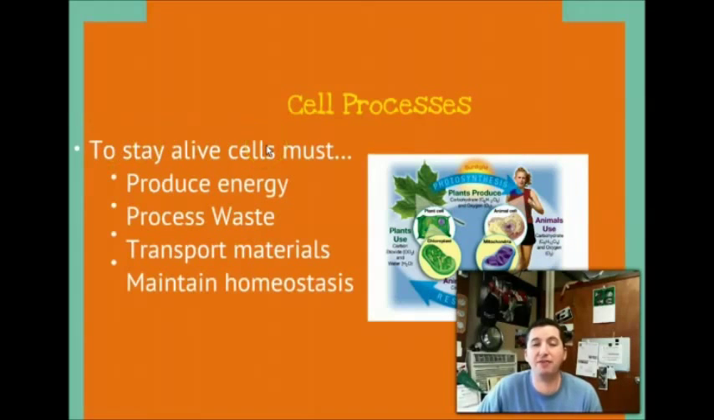Okay, to stay alive, cells must do a couple of the following things. First off, you gotta produce energy. So some will do that on their own, like plants. Plants produce their own energy. You have to produce your energy by getting it from other organisms, such as other plants or other animals. All right, you gotta process the waste. You need to transport materials. And most importantly, you need to maintain homeostasis.